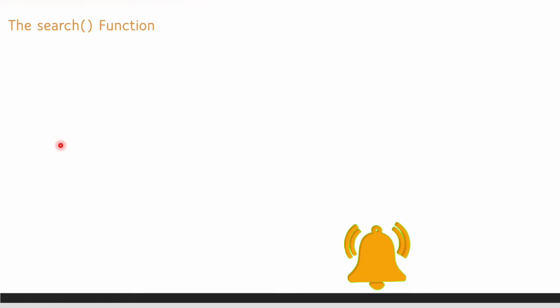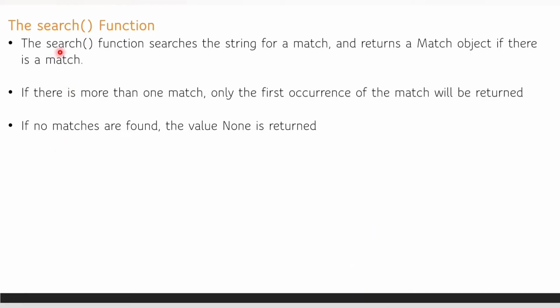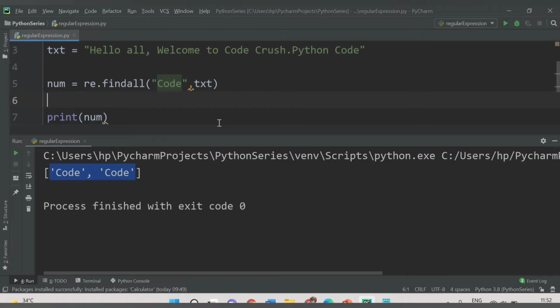Another function is the search function. The search function searches the string for a match and returns a match object if there is a match. If there is more than one match, only the first occurrence of the match will be returned. If no matches are found, the value None is returned. So how is it different from findall? Findall will return all the occurrences. Here you see code was repeated twice, so it has provided two values. But with the help of search, you will be able to get only the first occurrence.